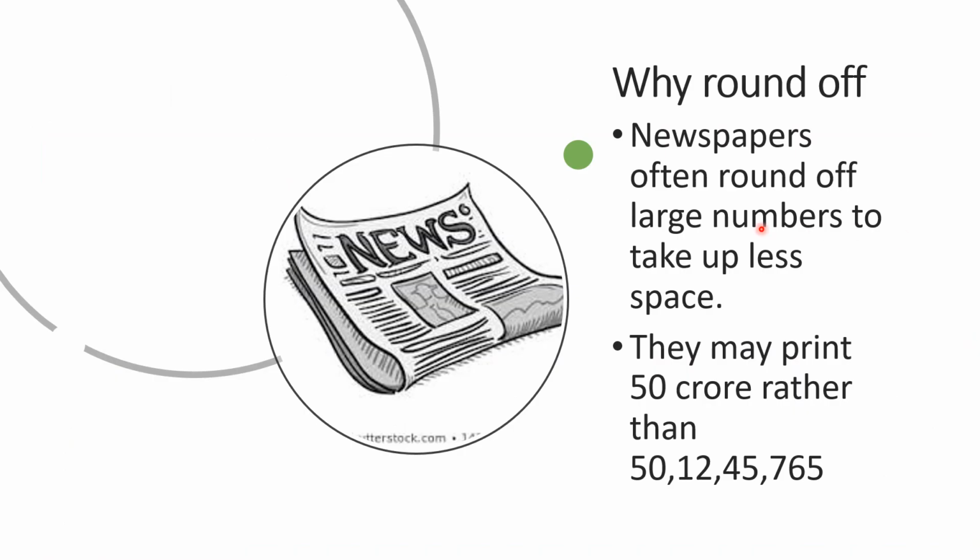In a similar way, if you read a newspaper, you can easily find that newspapers often round off large numbers to take up less space. For example, they may print 50 crore rather than 50 crore 12 lakh 45,765. For these kinds of large numbers, they usually use the rounded value of that particular number.